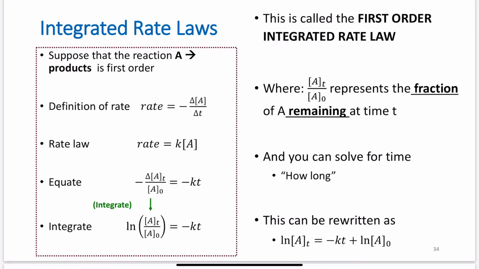The natural log of the concentration of A at any time divided by the concentration of A initial is equal to negative kt. This is our first order integrated rate law, where this concentration of A at some specific time, whatever given time you're looking at, divided by the concentration of A naught represents the fraction of A remaining at time t. You can use this to solve for time.